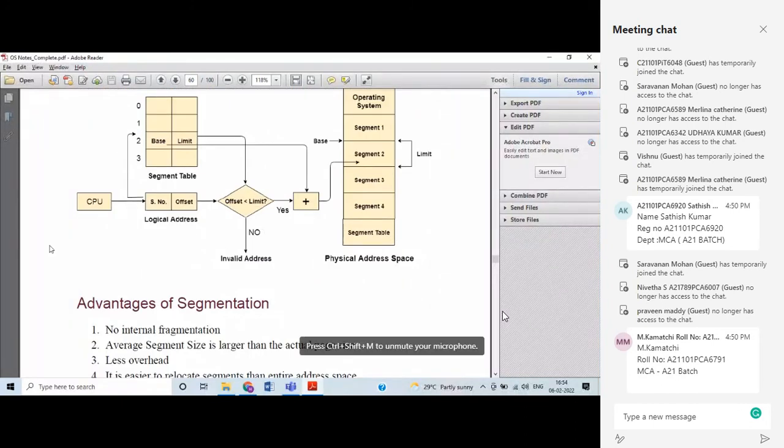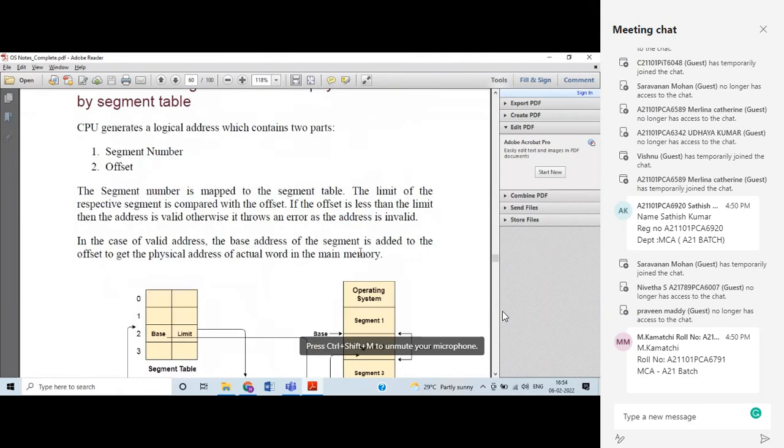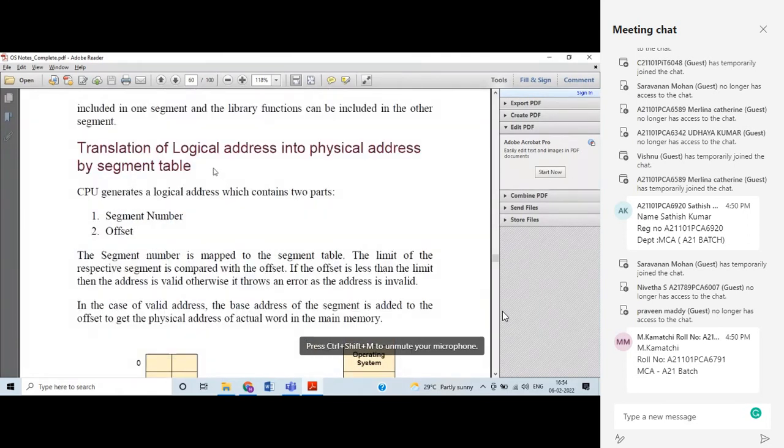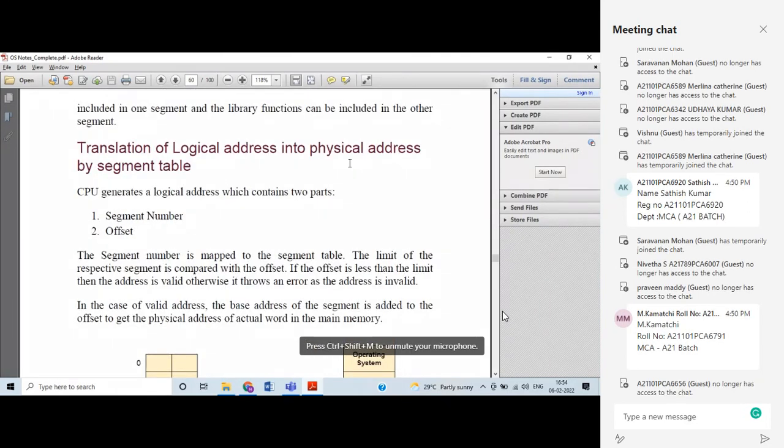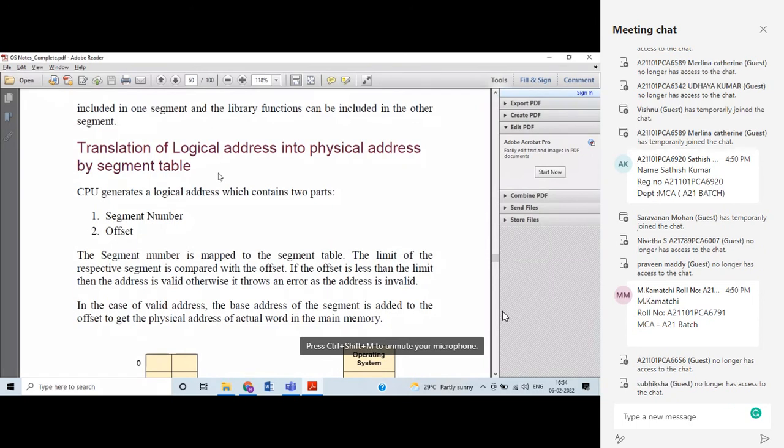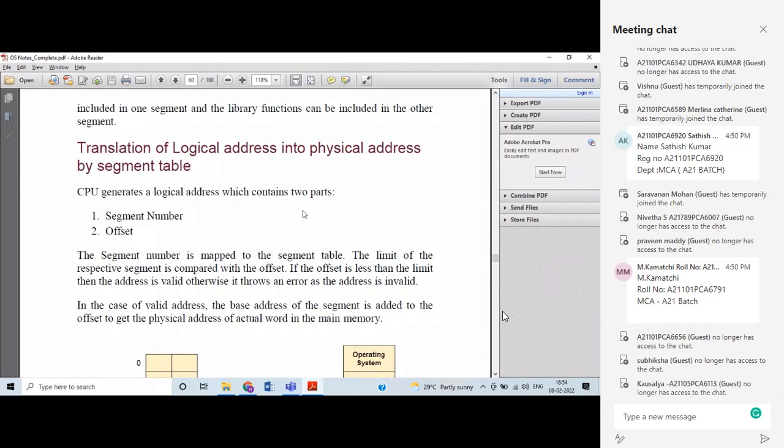How a segment is placed in main memory is the mapping. So it is the translation of the logical address into the physical address by the segment table.